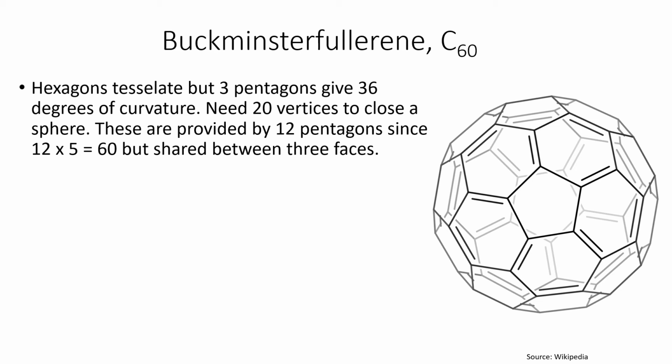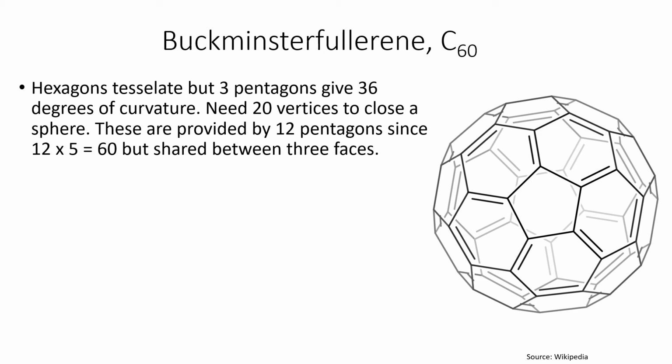So when it comes to the angle of curvature for a sphere, you're looking at 4 pi, and that's 720 degrees. So when 3 pentagons come together, that point gives you 36 degrees of curvature. We need 720 degrees of curvature to close the cage, and of course 720 is 36 times 20. So that means we need 20 vertices of these pentagons to close the cage.